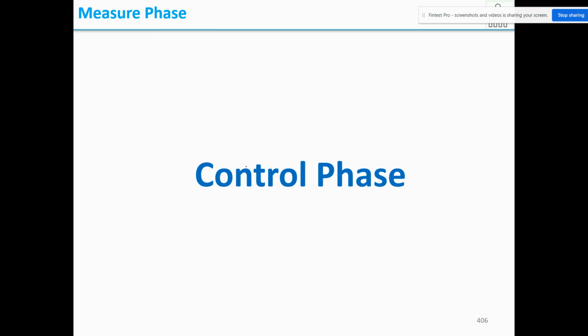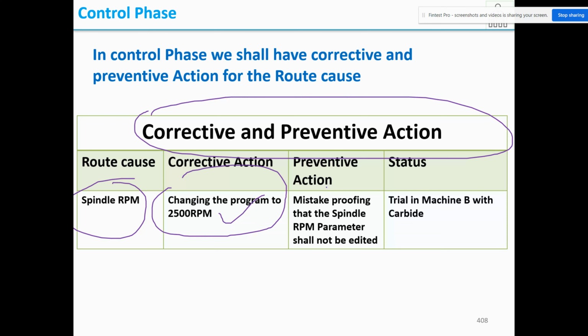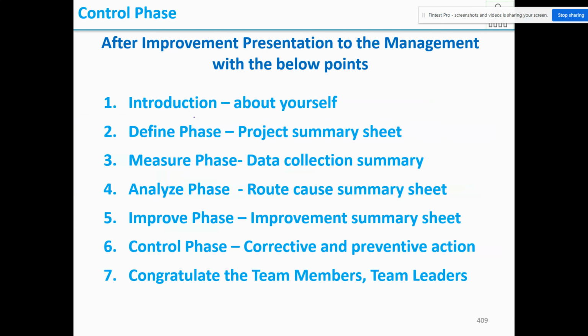After implementing the improve phase, we'll go to the control phase. In the control phase, we are going to control the actions that we have given, and how we are going to implement them as a system. So corrective action and preventive action: for spindle RPM, changing the program to 2500. Mistake proofing so that the spindle RPM parameters shall not be edited. The trial in machine B is done and fixed. So we'll be fixing the program so that no one can edit it.